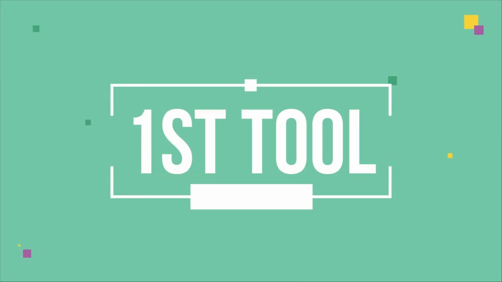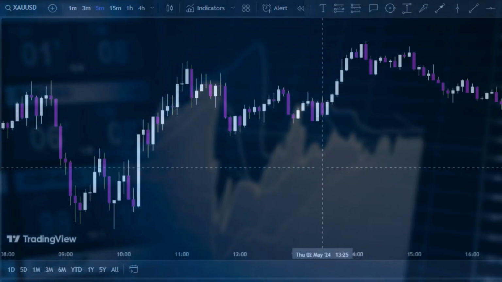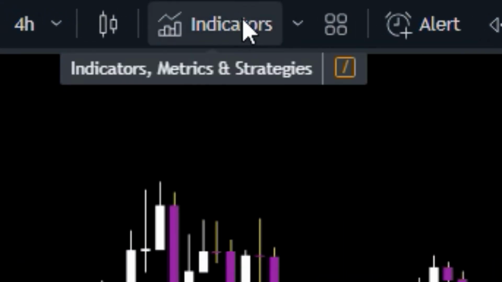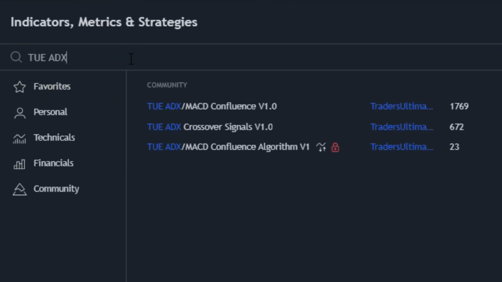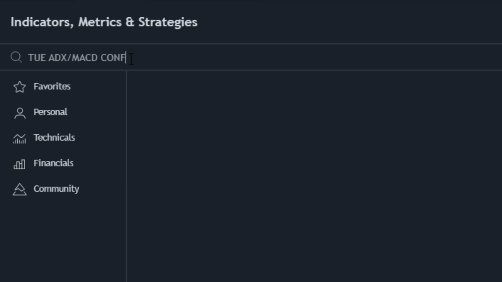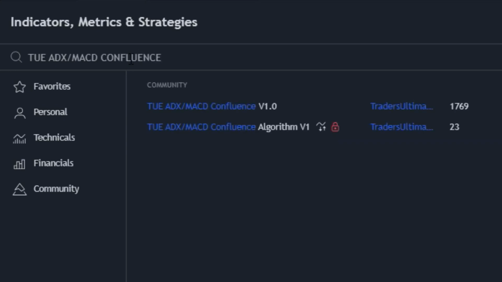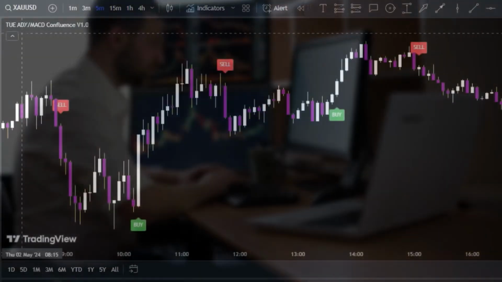Our first move is to add a powerful tool called the TUE ADX MACD indicator. Just head over to the indicator section on TradingView and search for TUE ADX MACD and add it to your chart. To make the most out of this awesome indicator, you'll need to adjust some settings, so don't worry, I'll walk you through it step by step.